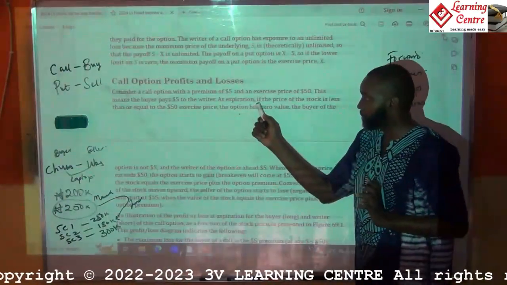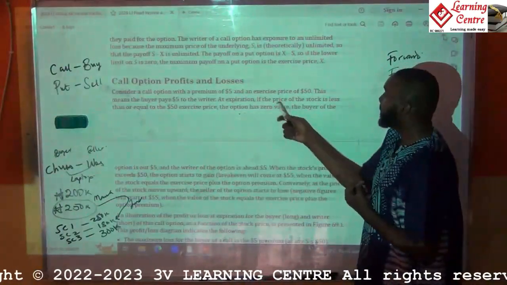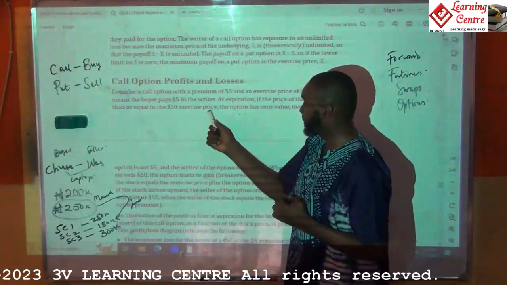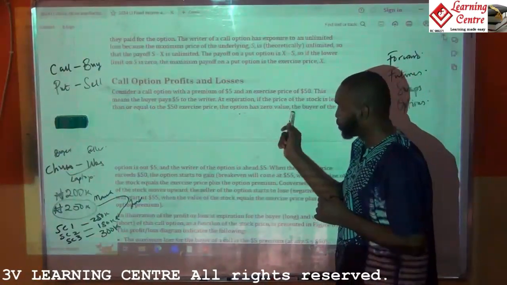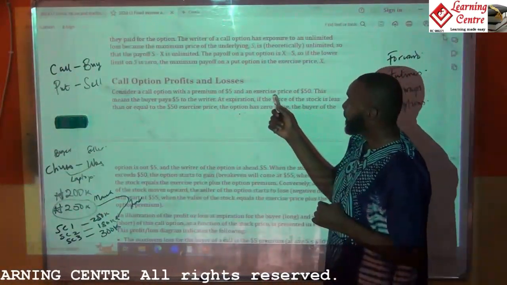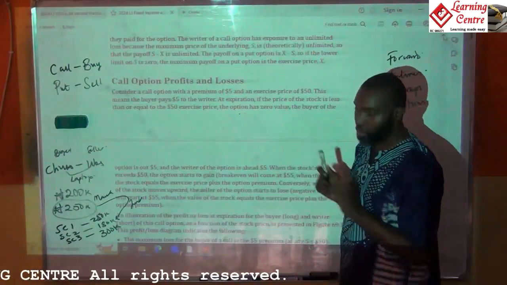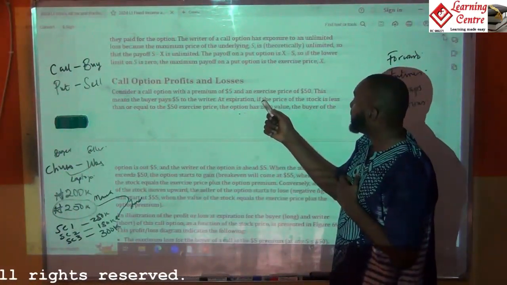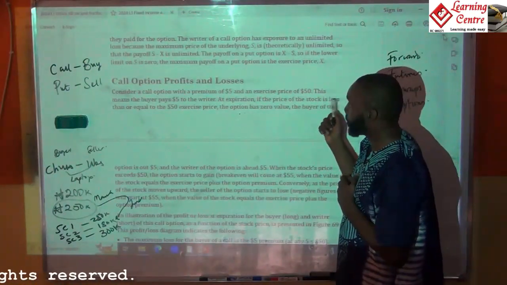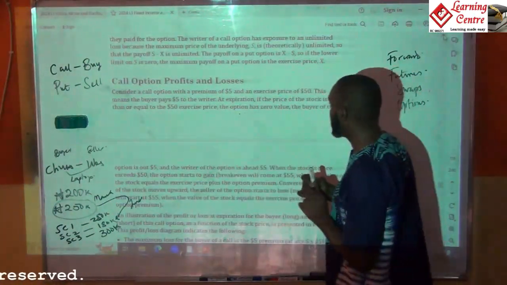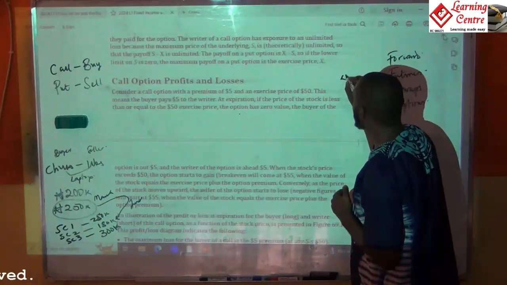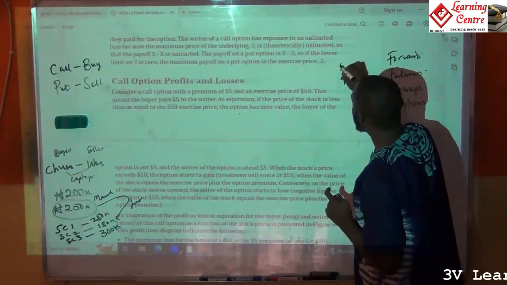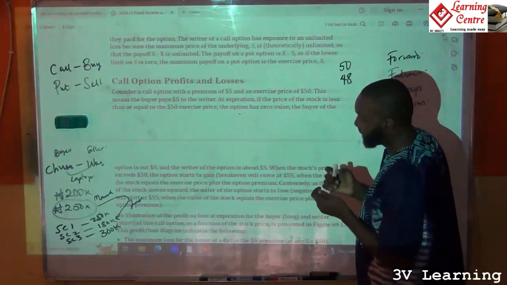At expiration, which is June, if the price of the stock is less than or equal to $50, the option has zero value. First of all, let me stop here. I am buying an option. Now, let's say the price is 48 and we agreed 50. As a buyer, am I gaining or am I losing?